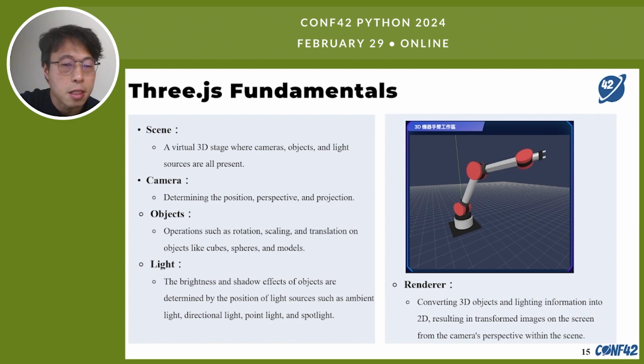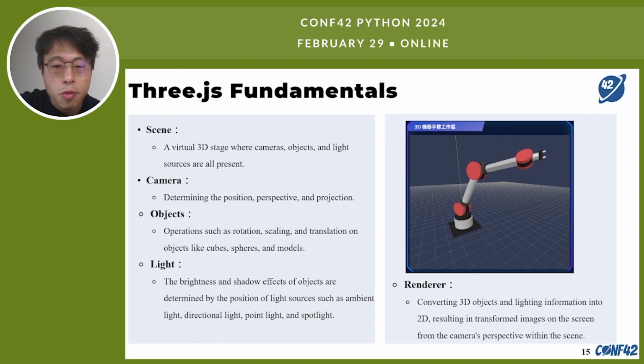And the next one is light. So for light, the brightness and shadow effects of objects are determined by the position of light sources, such as point lights, directional lights, and spotlights as well. So you can see the light pictures. We put the directional light on the top to brighten the robotic arm, to make its model show the brightness and shadow effects.